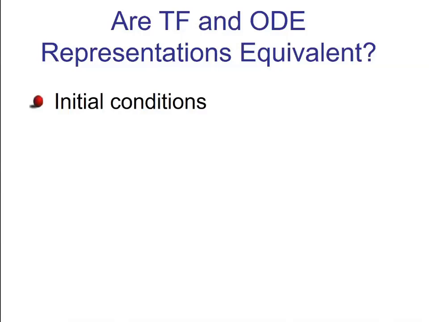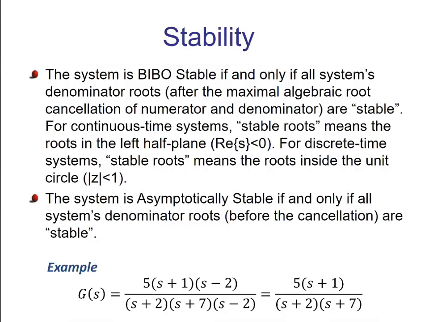Okay, a few words about stability. Just a reminder, because we'll use it all the time, a lot. You have two types of stability that we learned so far: BIBO stability and asymptotic stability. For BIBO stability, at least for a continuous time system, you need all of the poles to be in the left semi-plane. For discrete time, you need all of the poles to be in the unit circle. You need to remember the difference between discrete time and continuous time.